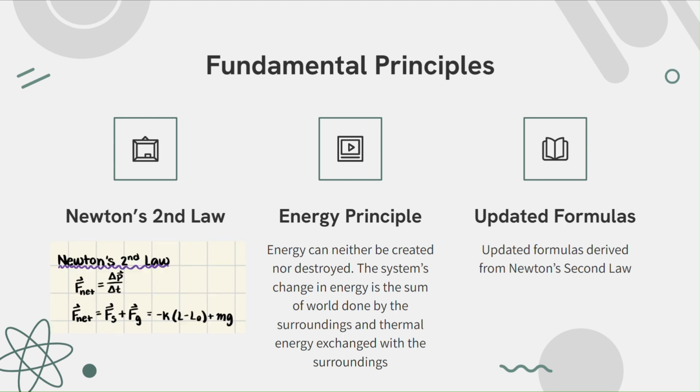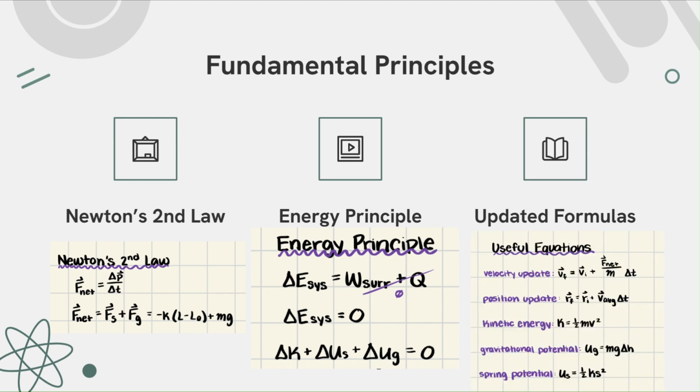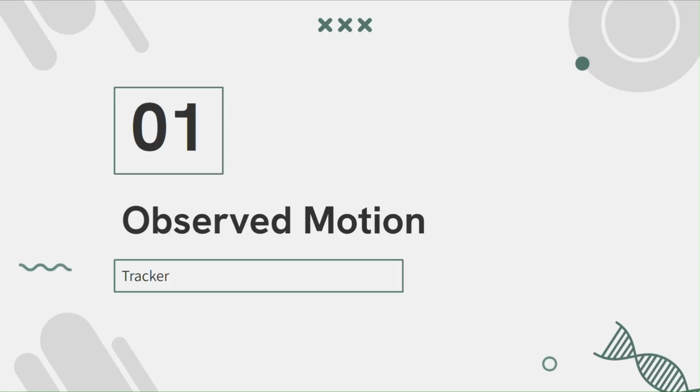So here's Newton's second law, which is F net equals delta P over delta t. We have the energy principle, which is the energy of the system equals the work of the surroundings. And then we have the updated formulas. For system and surroundings, our system was the mass, spring, and Earth, and our surroundings was nothing.